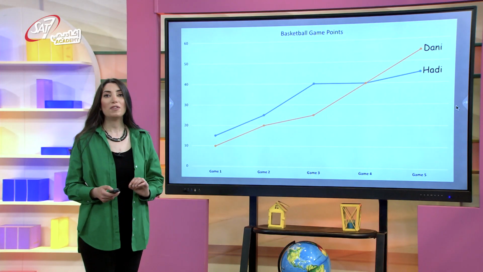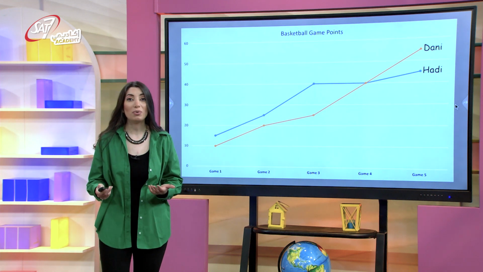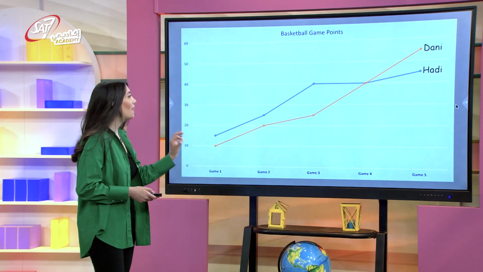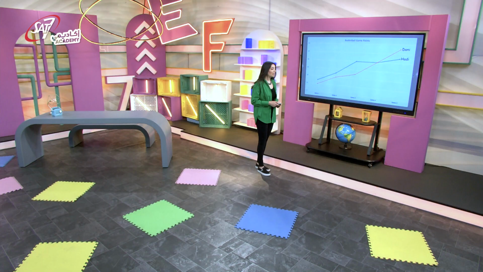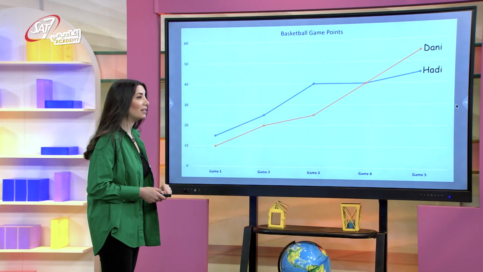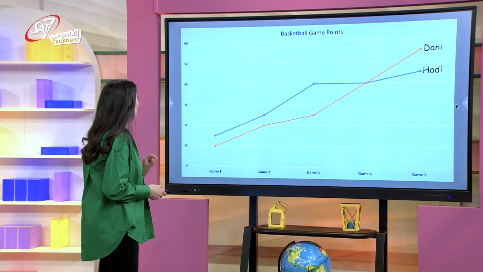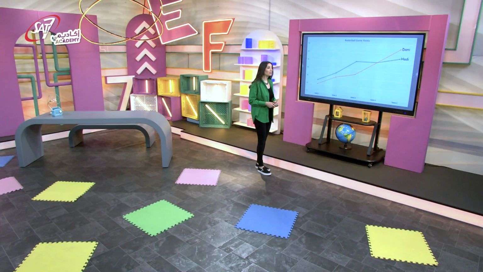Did any of the players score an equal number of points in different games? Look carefully at the blue line. It moves upwards, but on games 3 and 4, it becomes a straight line, indicating the same number of points. Hadi scored 40 points in both games, the 3rd and the 4th.